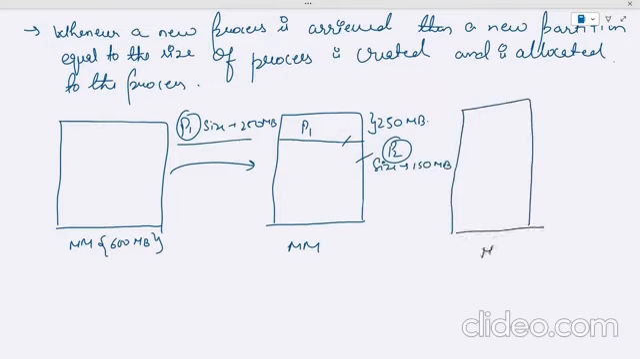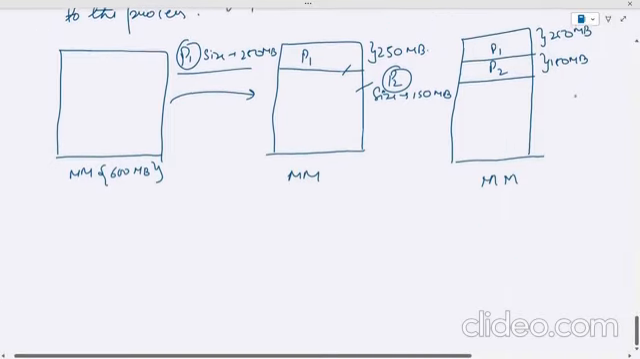Now when the second process P2 comes, what happens? Another space of 150 MB is created and allocated to the P2 process. When a process arrives, main memory creates a space for that particular process. It's not predefined. It is created instantly when the process needs it.